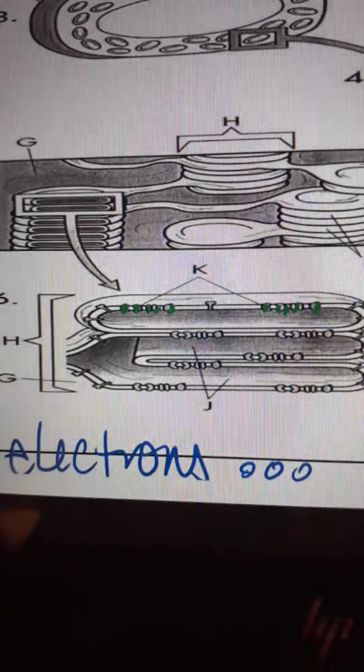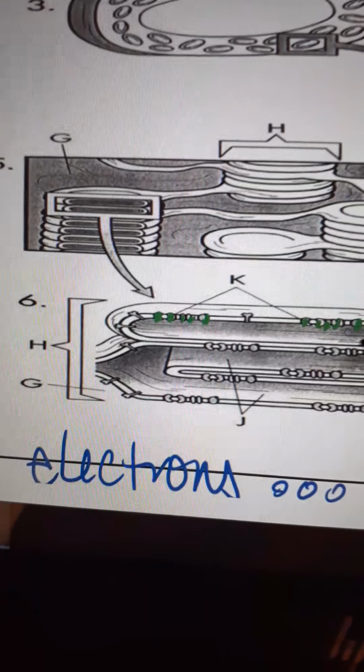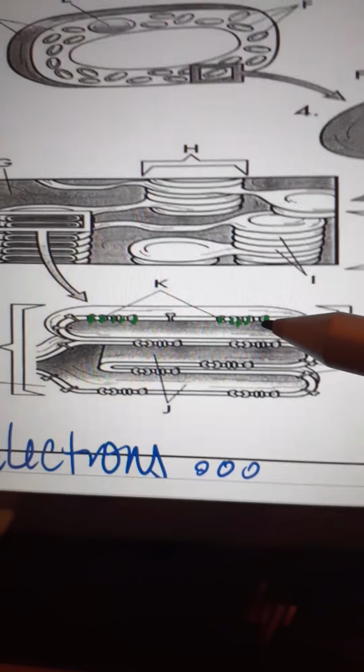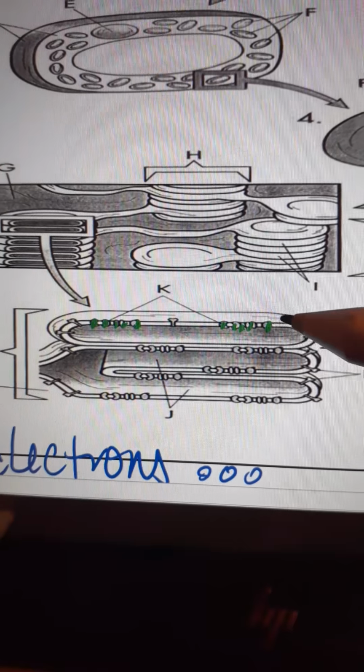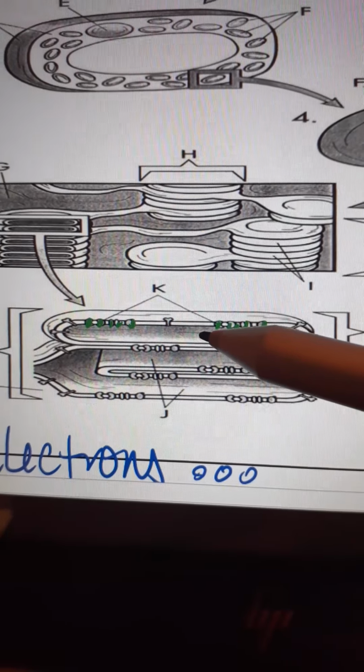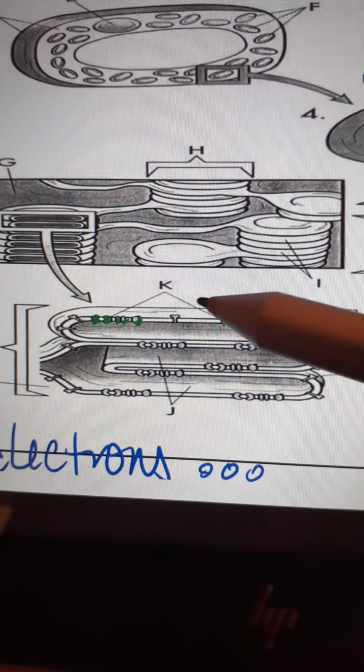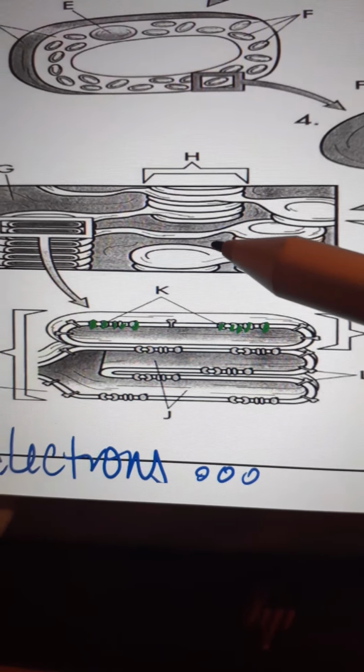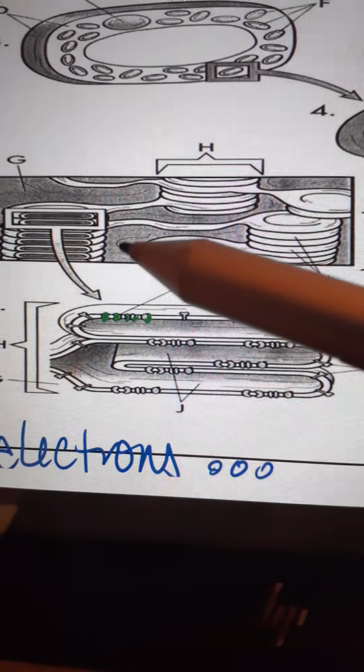But this is where it's going to be happening. It's going to be happening right here in a thylakoid across this membrane. So you have the inside and you have the outside. And the outside's in a liquid called stroma.